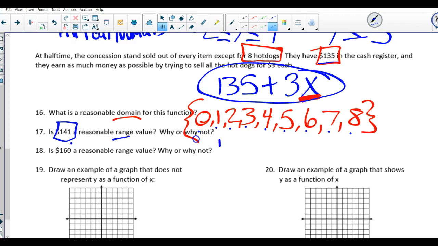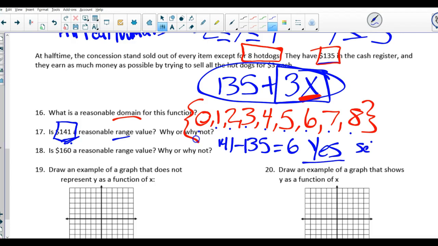Well, $141, if I take away the 135 I've already made, all I need to make is $6 more. Can I make $6 selling hot dogs that are $3 a piece? Yes, I can. 141 is reasonable, yes, if I sell 2 hot dogs.